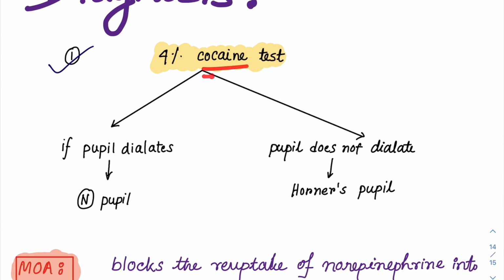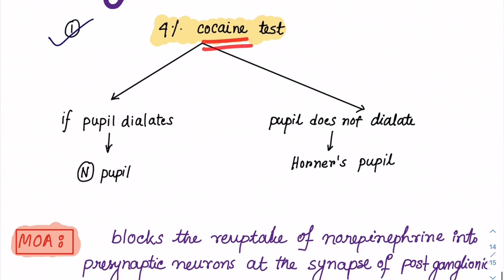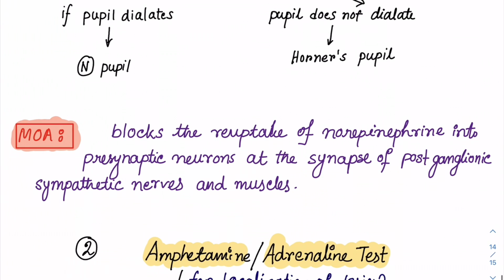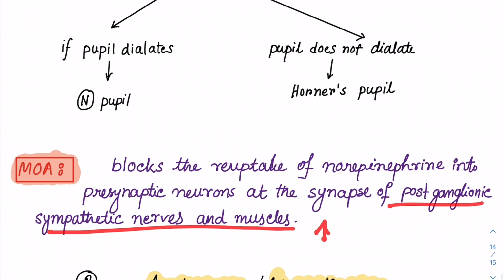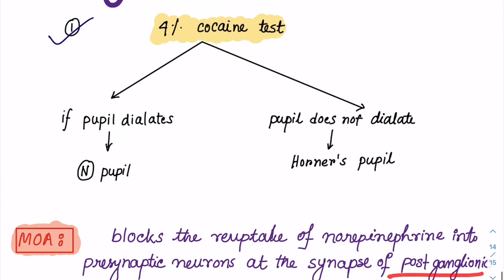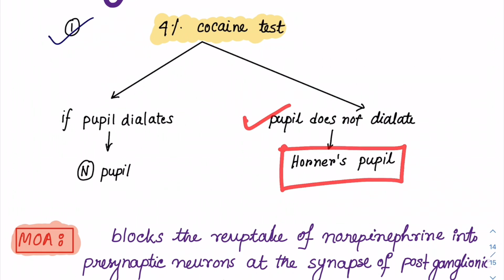Cocaine is a pupillary dilator, that is it blocks the reuptake of norepinephrine into the synapse of postganglionic sympathetic nerves and muscles and stimulates the sympathetic pathway. So if the pupil dilates, that is stimulation of the sympathetic system, it is a normal pupil. And if the pupil does not dilate, it is a Horner's pupil, because the sympathetic system does not work here.